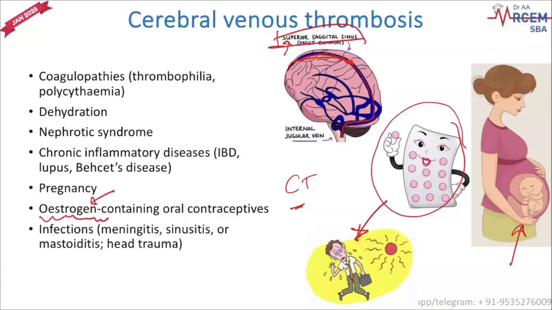There are other risk factors also, like coagulopathies, like polycythemia. Basically coagulopathies will predispose to thrombus formation. This thrombus can form anywhere in the body. Here it has formed as a cerebral venous thrombus. Dehydration, we have spoken about nephrotic syndrome. Usually they go into dehydration. Chronic inflammatory disorders like Behçet's disease or inflammatory bowel disease can lead to this. Infections like meningitis, sinusitis, mastoiditis, basically infections in your head and surrounding structures, might result in a cerebral venous thrombus.